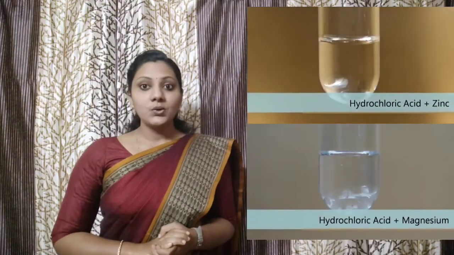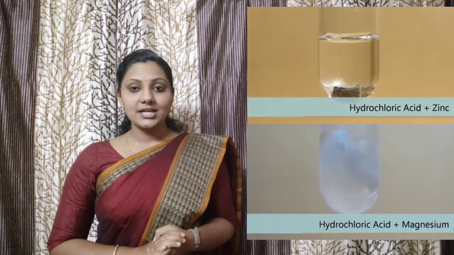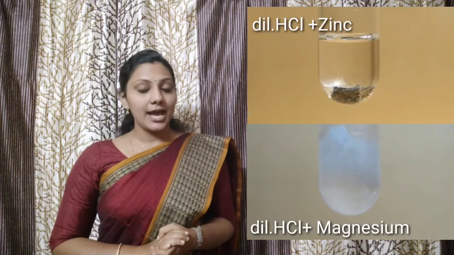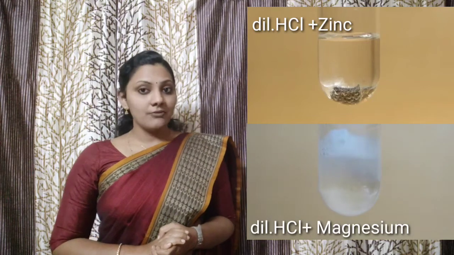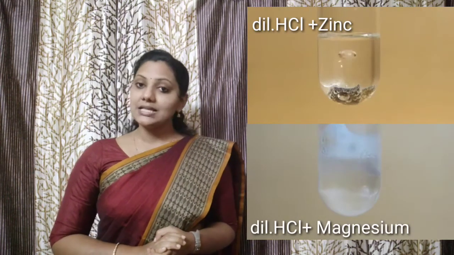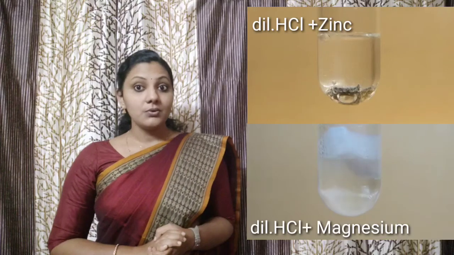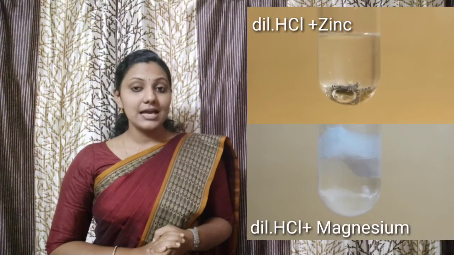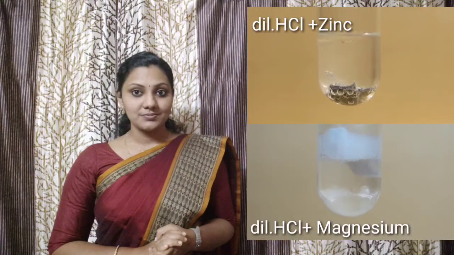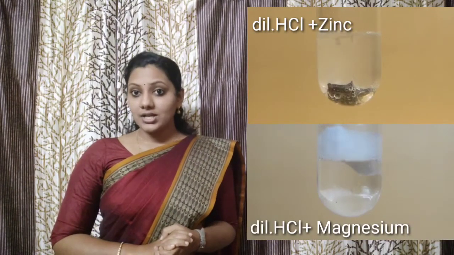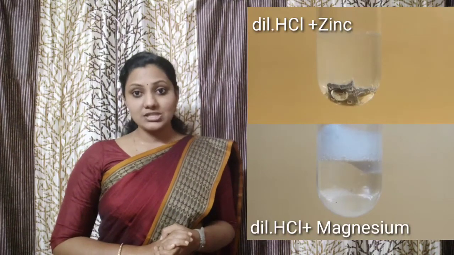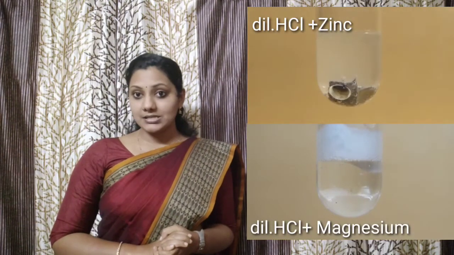In this experiment, we have to take two test tubes containing 5 ml of dilute hydrochloric acid. Add zinc metal in one of the test tubes and magnesium metal in the other test tube. Observe what happens when we add zinc and magnesium in both test tubes. After that, in order to find out the gas evolved during this reaction, show a burning matchstick at the mouth of the test tube. Observe what happens here.